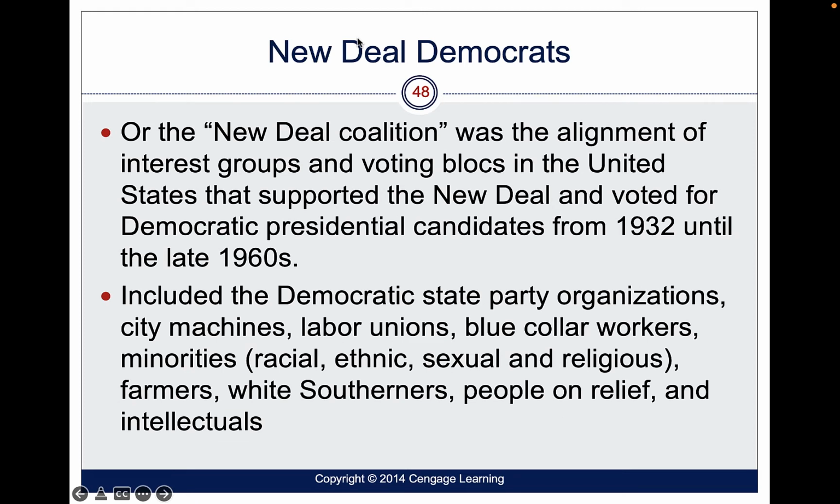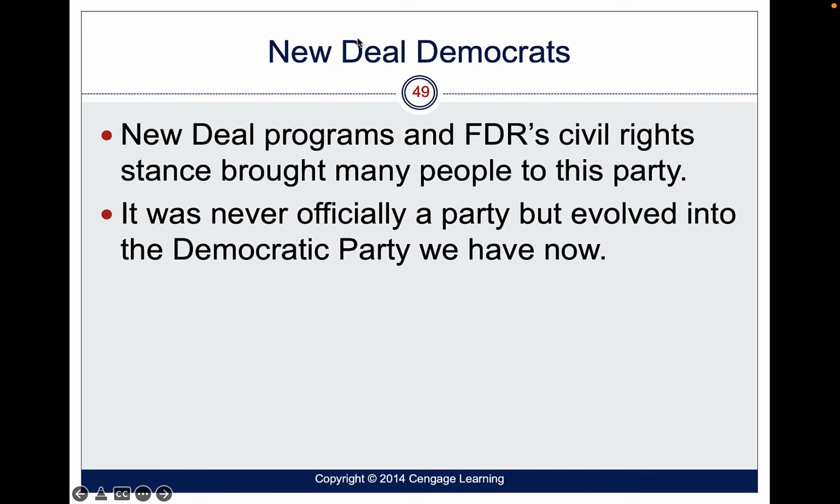New Deal Democrats, or this New Deal coalition, was the alignment of interest groups and voting blocs in the United States that supported the New Deal. Remember, FDR came in with the New Deal to try to stimulate the economy, to try to give more power back to the federal government. As part of this group of people, city machines were part of this, labor unions, blue-collar workers, minorities, farmers, white Southerners, people on some type of welfare, and intellectuals. And this is the nascent, or the birth, of the Democratic Party that we see today.